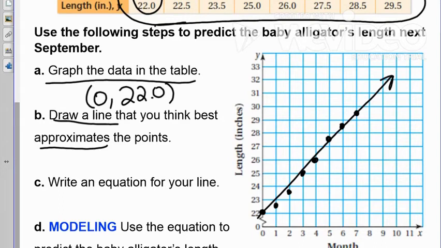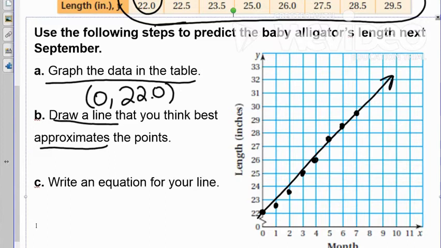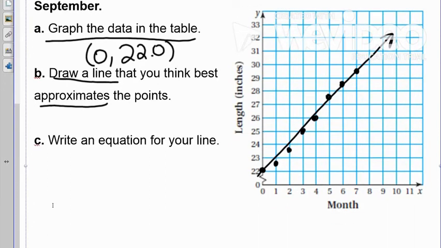Okay, now when we draw a line, the cool thing is we are able to write an equation to represent that line, because what we want is to predict the baby alligator's length next September. So if we can figure out an equation from a line that we drew, that will allow us to figure out what we're trying to do. I'm going to give a little bit of space here so we can start. Sorry if you don't have a ton of space in your notes, but we are going to start trying to find that equation.